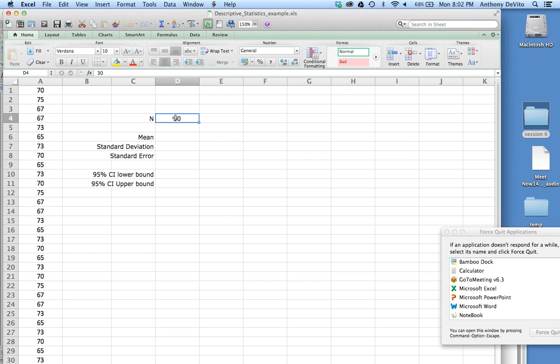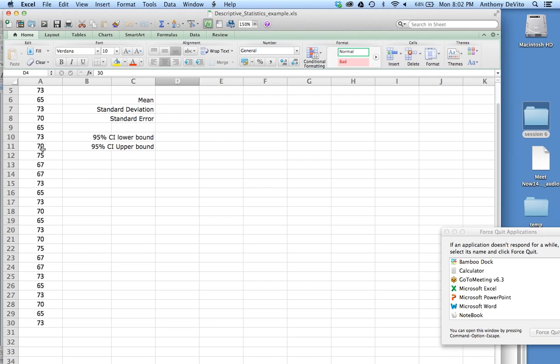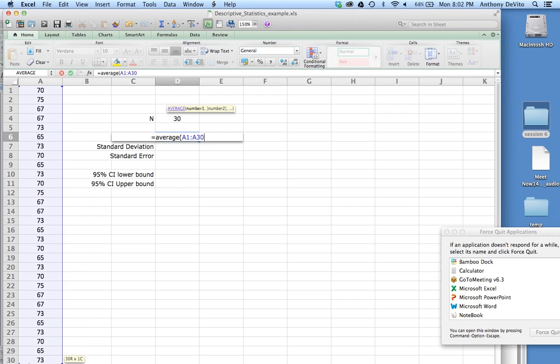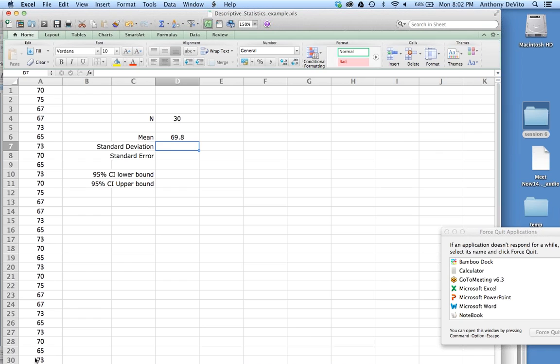The sample size is 30. Let's calculate the mean of this sample. That's going to be equal to average. I'm going to find the average for all of these values, A1 through A30. And the average is 69.8. Let's find the standard deviation of this group. I'm going to find the standard deviation. That's going to be equal to 3.51.